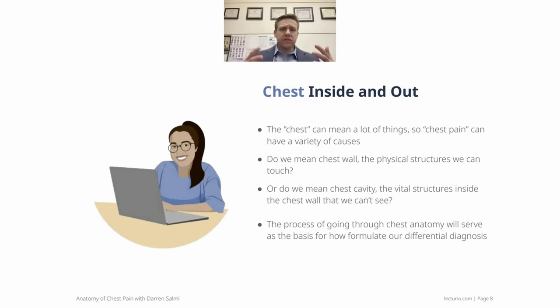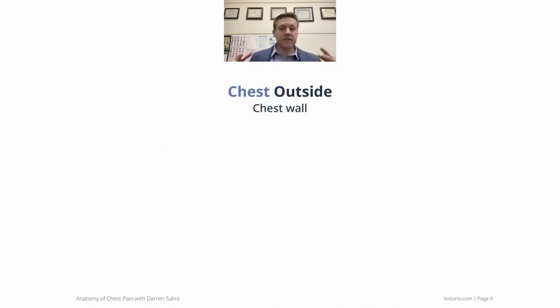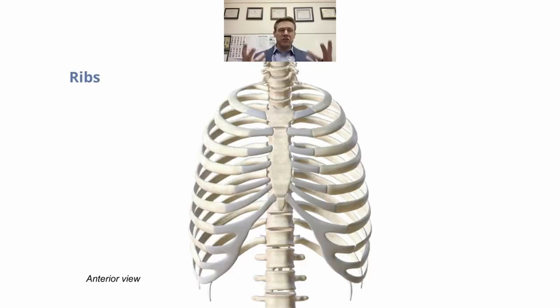So in going through chest anatomy, however we think of that very broadly, it's going to serve as the basis for how we formulate our differential diagnosis, or the things that we're going to be thinking about when someone comes in with this chief complaint of chest pain. Let's start with the chest wall, the outside part of our chest cavity, the part that you probably don't jump to right away when you think of the term chest pain.